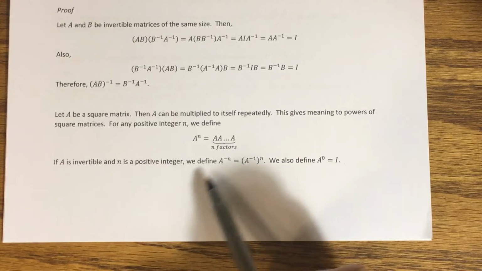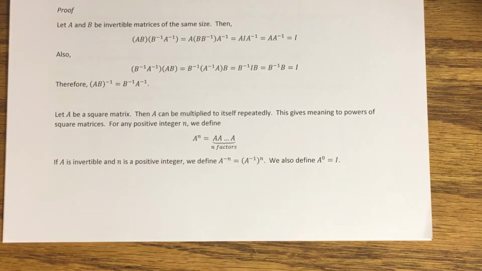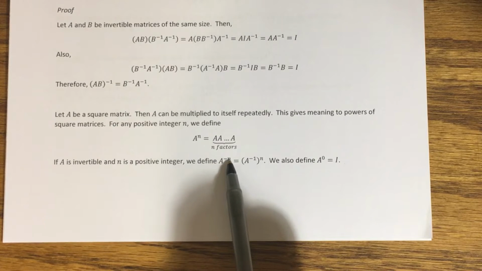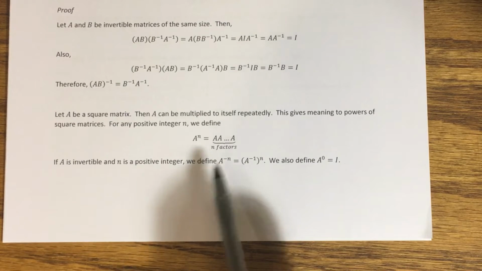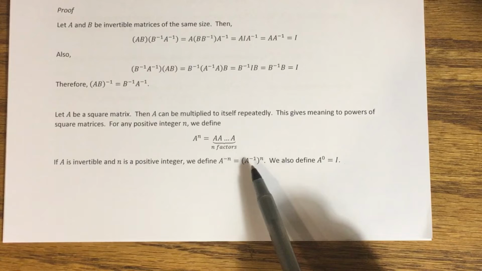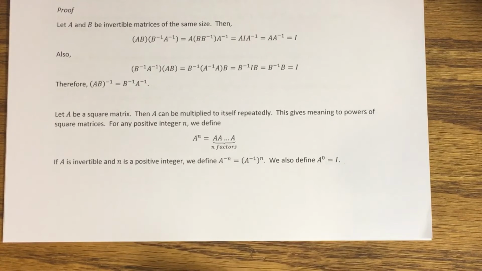mimicking what we do with real numbers. Remember, in real numbers, that negative represents a reciprocal. And for us, the analog of the reciprocal of a real number is the inverse of a matrix. So we can only take negative integer powers of matrices if that matrix is invertible to begin with. But if that's the case, then we define A to the negative n power to be the inverse of A raised to the n power. Notationally, that's what this represents.